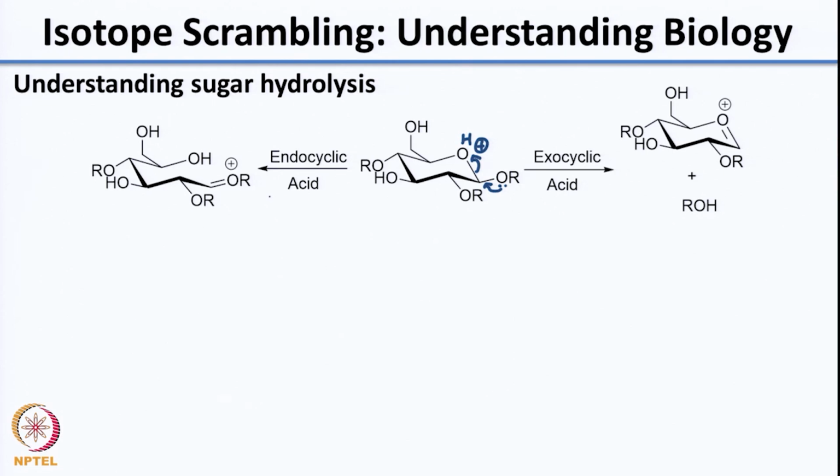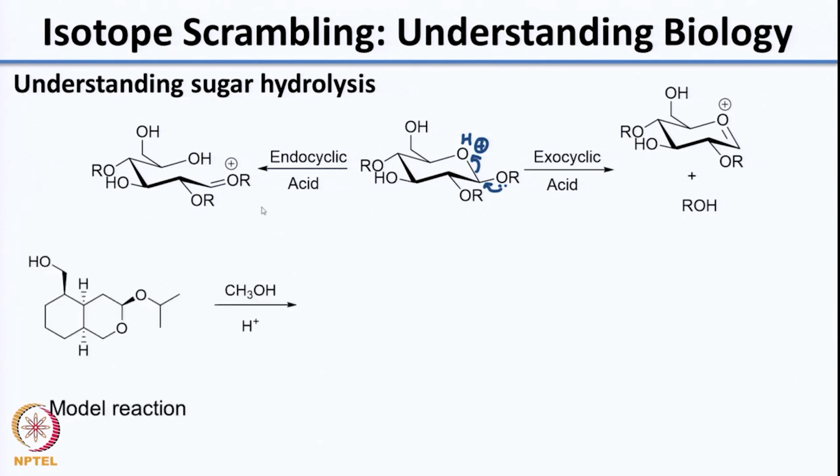Now, if you were to determine which pathway is taking place, is it the endocyclic pathway or is it the exocyclic pathway? A model system which was chosen was this molecule. So, this is your model reaction. This is a decalin like system. Let us try to write the stable conformation for this so that you are able to visualize what is going on.